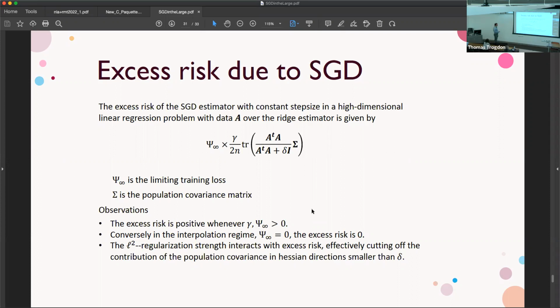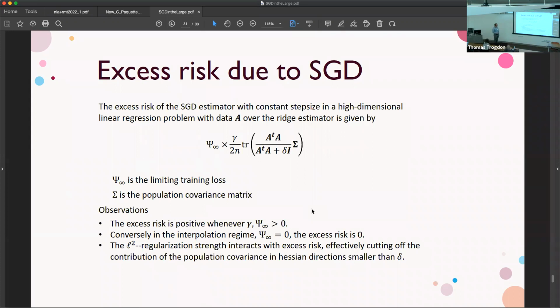So psi infinity is actually the limiting training loss from the problem. So you run this statistical problem, and your training is stabilizing at some level. If it doesn't go to zero, then you have a non-zero excess risk. It appears in the form of psi infinity times some gamma over 2n. A is the actual data matrix. Sigma is the covariance matrix of the actual population data. So if these are positive, then you do have some excess risk by doing this. On the other hand, if these are small, if psi infinity is small, and that would typically be the case, that could be down by orders of thousands or tens of thousands from where you started, then it's probably not worth bothering.